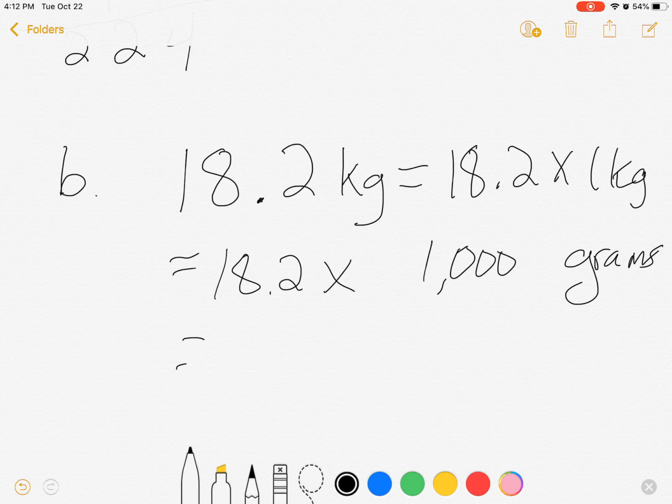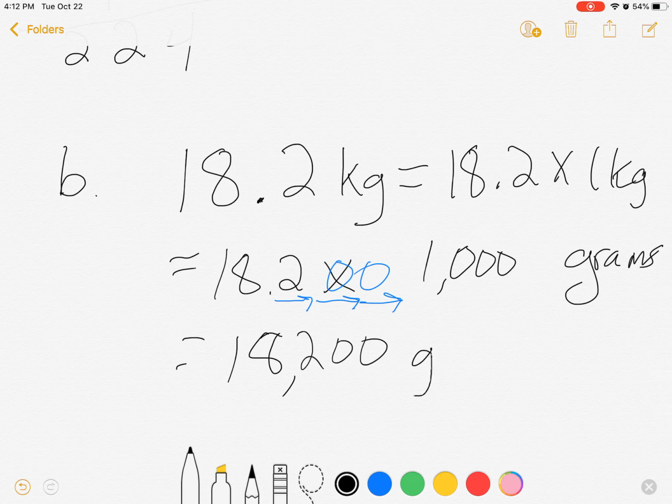Now, since we are multiplying by a power of 10, we can just move that decimal 1, 2, 3 places over. So I have 2 blank spaces. 18,200 is going to give us what number? 18,200. And what's our unit? Grams.